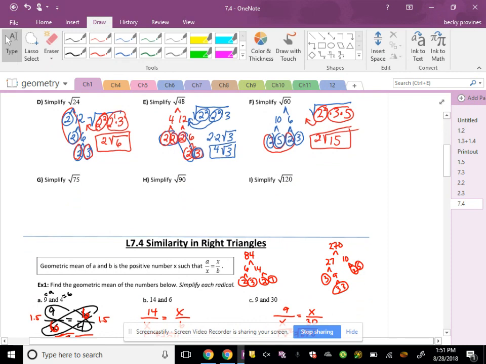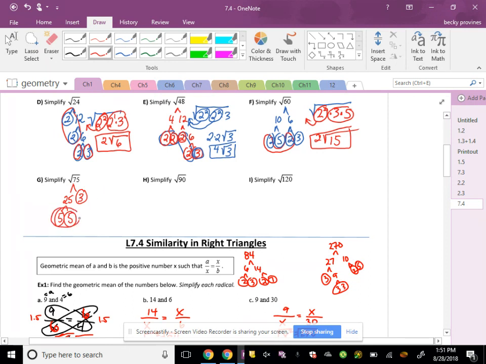All right, moving on. We have the square root of 75. Again, divide by whatever you want. I'm going to take 25 times 3. The 25 is 5 times 5.